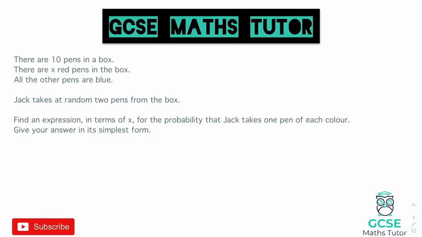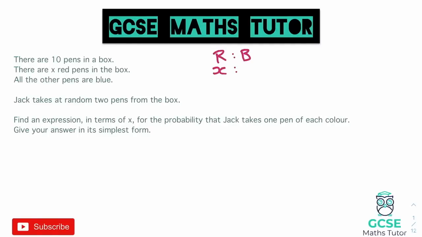Okay, so it says here there are 10 pens in a box, there are X red pens in the box, and all other pens are blue. Jack takes at random 2 pens from the box. Find an expression in terms of X for the probability that Jack takes 1 pen of each colour, and give your answer in its simplest form. Now again, with a question like this, we can write our different colours here in a ratio. We can say that in terms of our ratio, we've got red and we've got blue, and for red there, we know it's X.